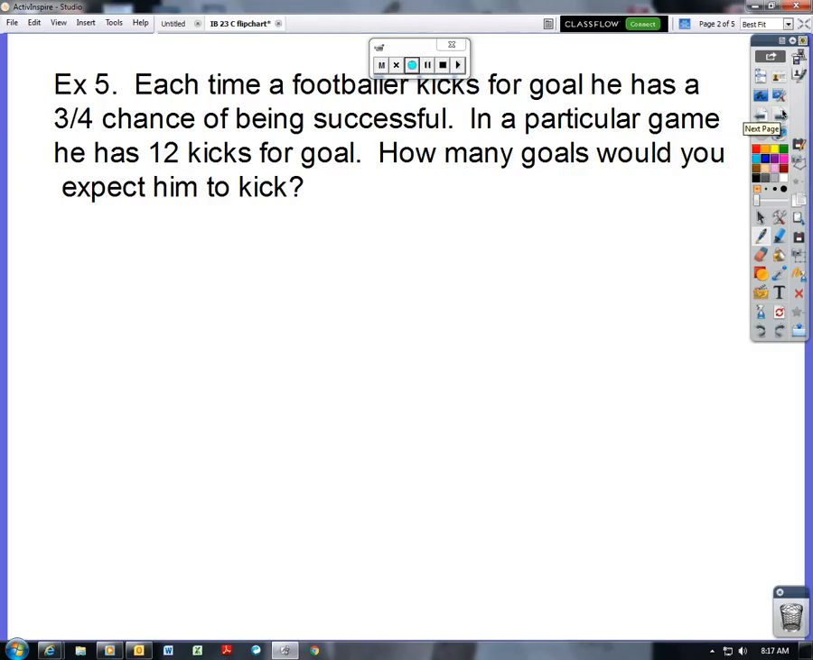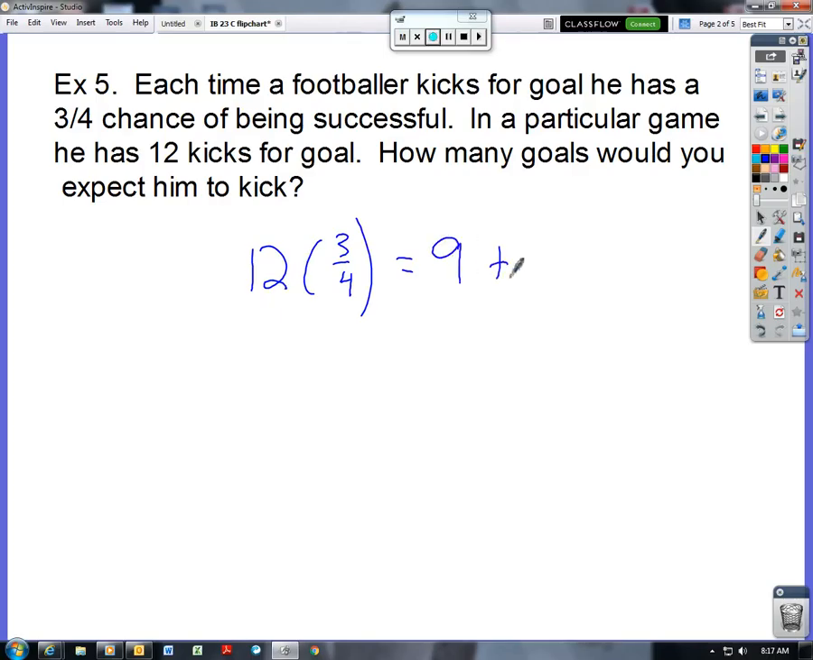Example 5. Each time a footballer kicks for a goal, he has a 3/4 chance of being successful. In a particular game, he has 12 kicks for a goal. How many goals would you expect him to kick? Hopefully it's intuitive that if you're kicking 12 times and you have a 3/4 chance of being successful, then it's 12 times 3/4. That's 3 times 3, which is 9. So you would expect him to be successful 9 times. The n is the number of trials, and p is the probability. So this illustrates the formula for expectation: E equals np.